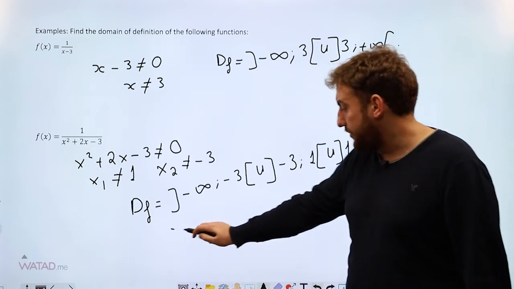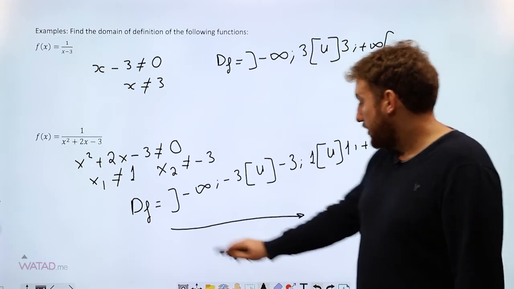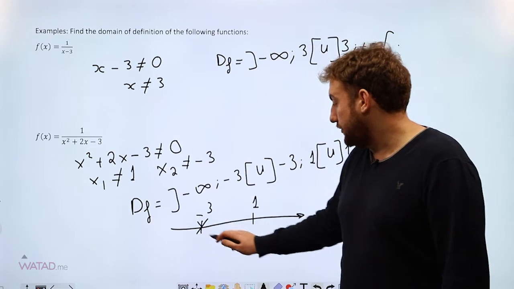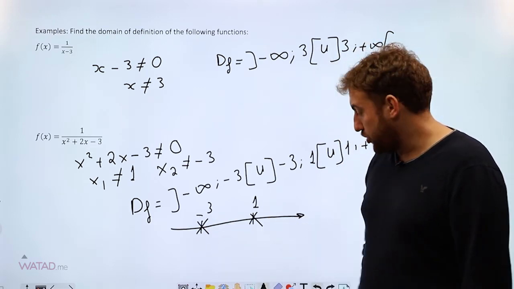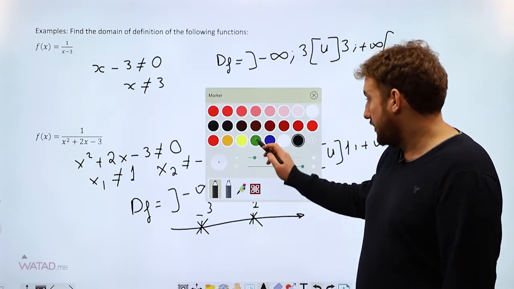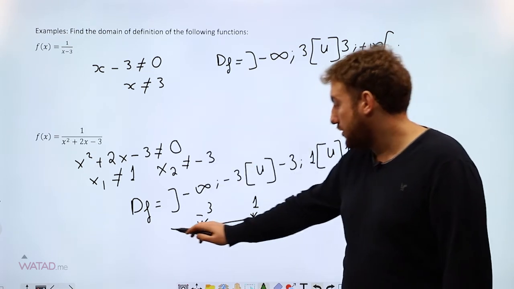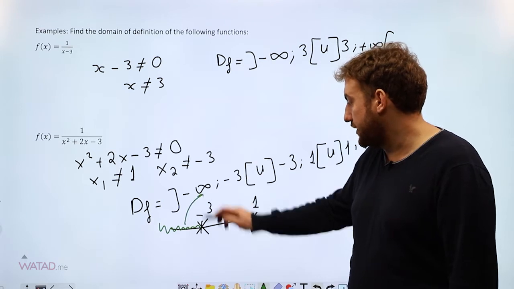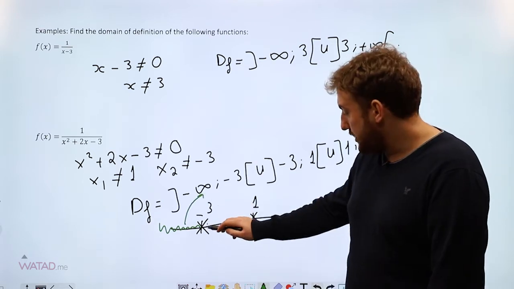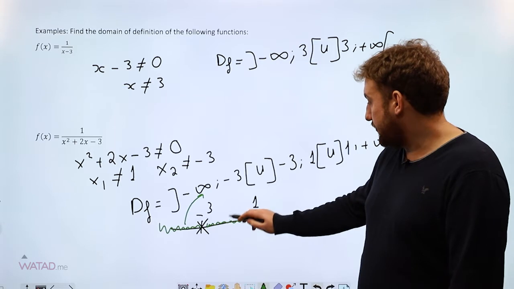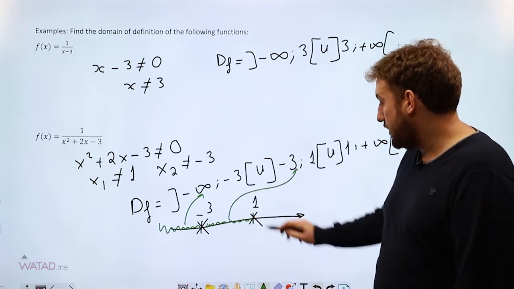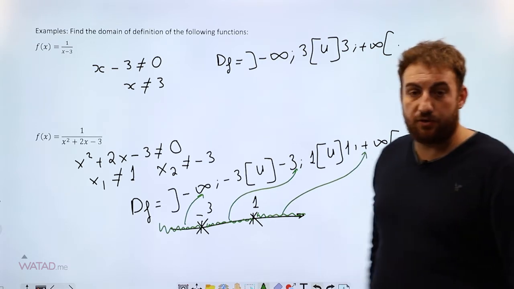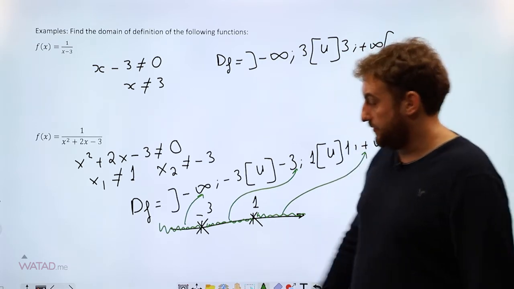So if I represent this on a number line, minus 3 and 1 should be excluded. Those values we shouldn't take. So we will take all the values here from minus infinity to minus 3. Then all the values here, this is from minus 3 to 1. And all the values that are here, and this is from 1 to plus infinity.